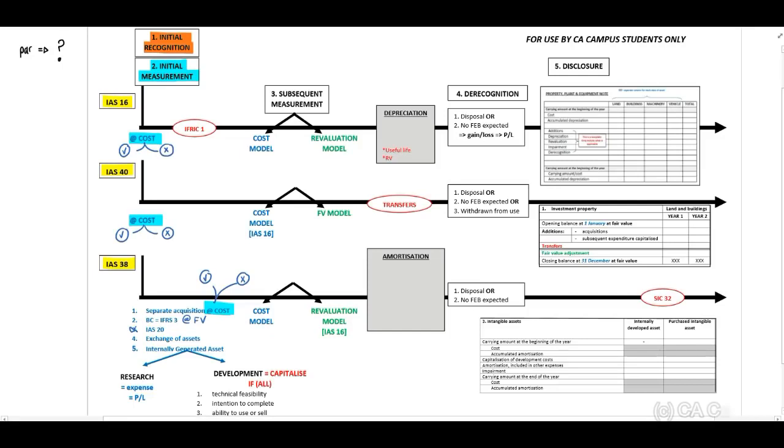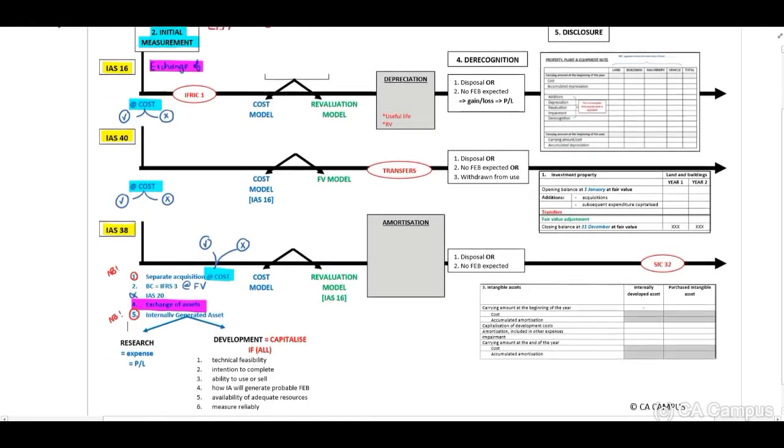Now, important, the principles regarding our exchange of assets for IAS 38 and IAS 16 are exactly the same, guys. Therefore, when you study this, it is the same principles, so you only have to study this once. Exchange of assets. Then number 5, our very important one, internally generated assets. Now, guys, this is NB. When you look at these 5, our first one, separate acquisition, is important, and our internally generated assets.